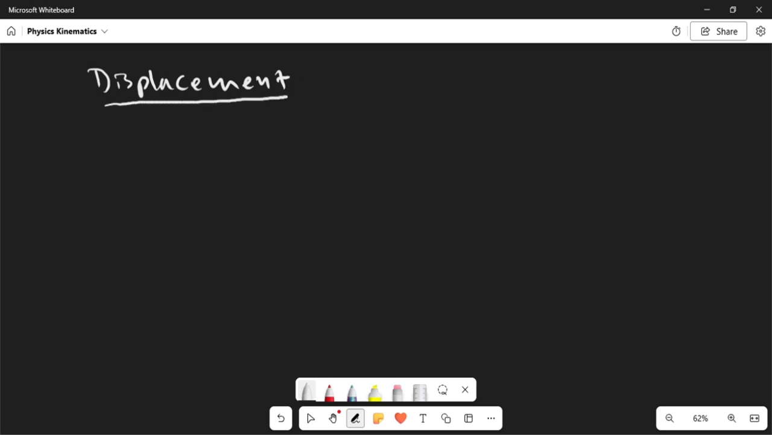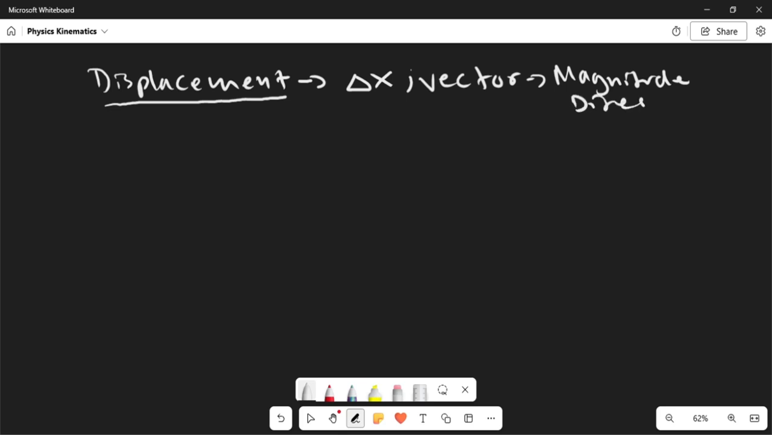So displacement here, in kinematics, represents a change in x. Okay, so we know that displacement is a vector quantity, which means that it cares about magnitude and direction. Okay, so just understand that displacement is the change in x.